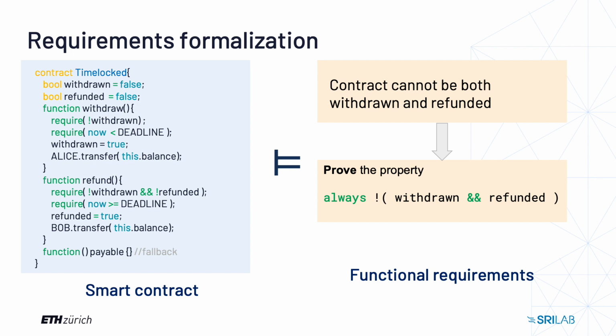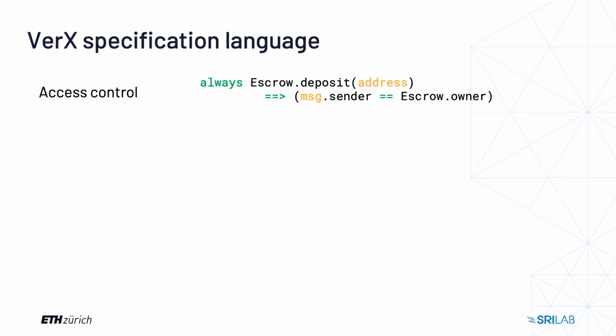This property, you see, was actually written in the VerX specification language that we use. It supports past LTL formulas that have the ability to concisely express useful security properties. So let's take a look at what these properties can look like. Here we can see an access control property. Smart contracts often implement this to give an administrator or manager certain privileged access to certain functions. In natural language, this would sound like: the deposit function cannot be called by the owner.